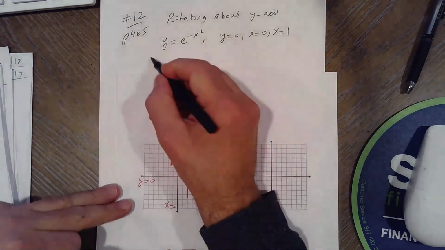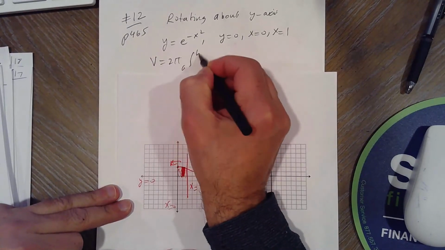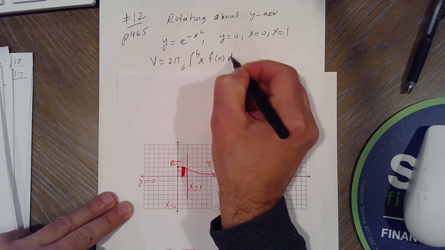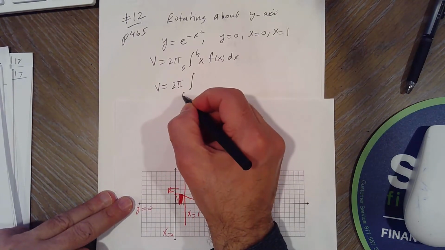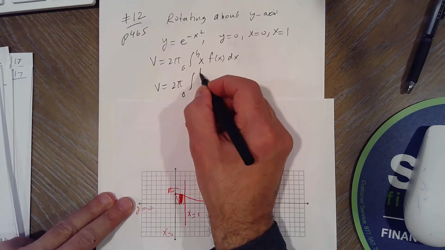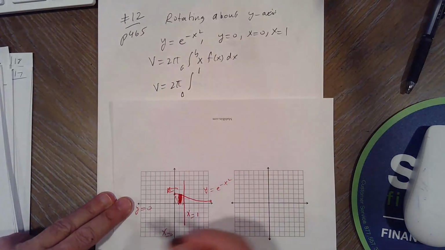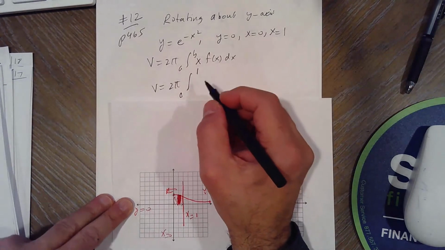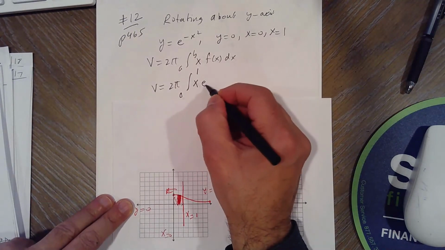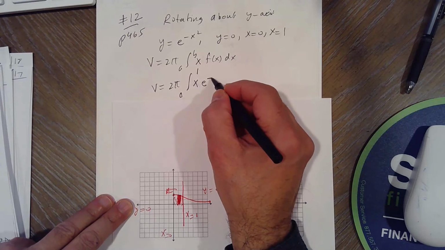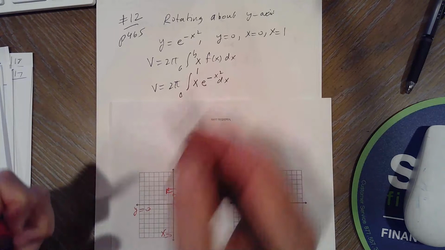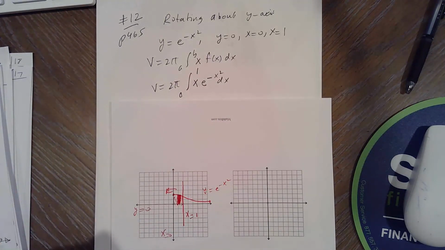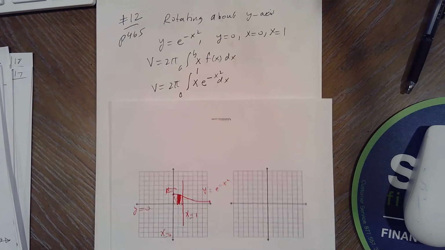So V equals 2 pi integral from a to b of x f of x dx. So we're going from 0 to 1, x equals 0 to x equals 1. We're going that way, so it's going to be x and then f of x, e to the negative x squared dx. Okay.